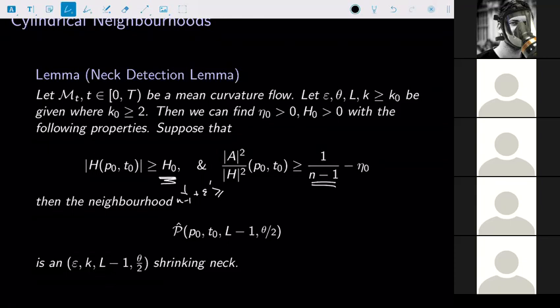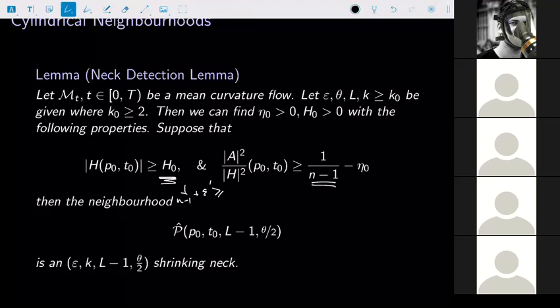But here we rule out that case. We actually say that a squared divided by h squared is like a cylinder, so it's 1 on n minus 1 less eta0. Then what you can actually do is show that the neighborhood here is a shrinking neck. So this tells you that not only is your curvature becoming cylindrical-like, but there's an entire region of length L backwards in time, in a time interval theta, where the entire part of the mean curvature flow looks like a shrinking neck.